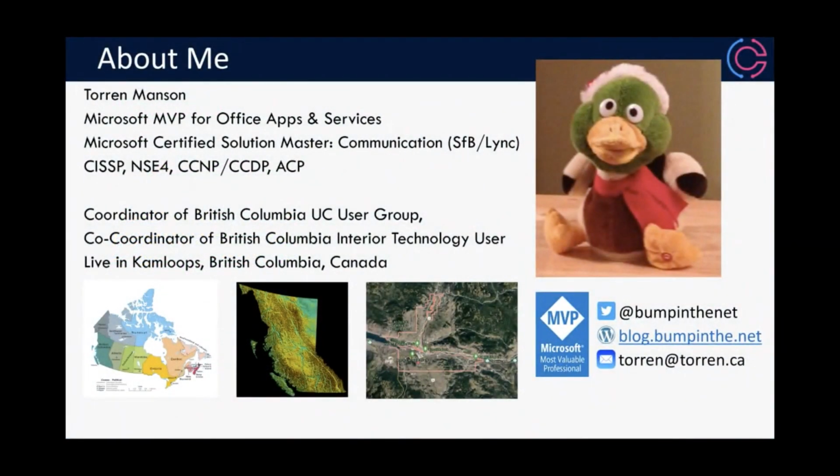So a little bit about me. I'm Torrin Manson. I'm an MVP for Office Apps and Services. I've got a bunch of certifications. I volunteer in some user groups. I live in a little town of 100,000 or so people called Kamloops in British Columbia, Canada. And a fun fact, we are technically in a desert area here. It actually does get really hot in some places in Canada.